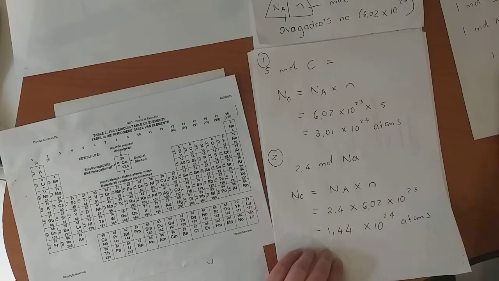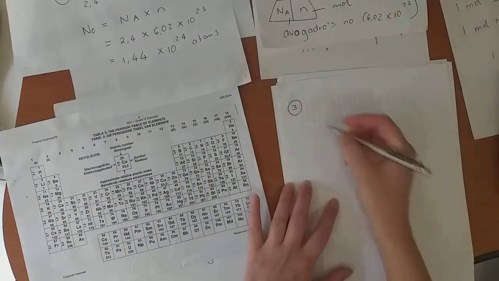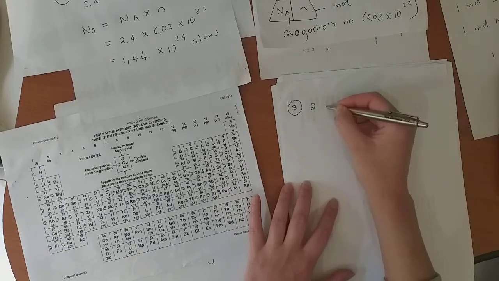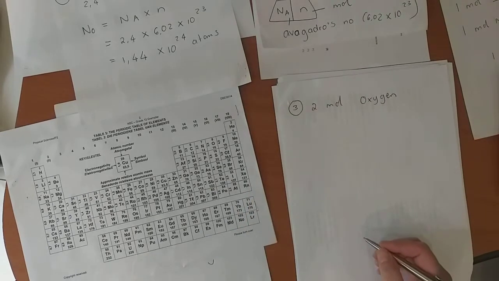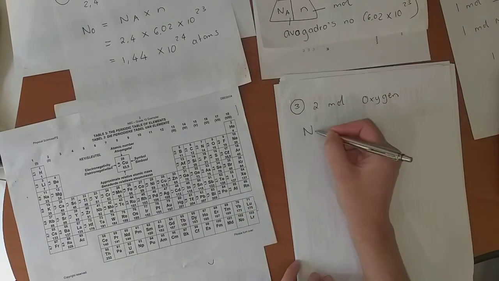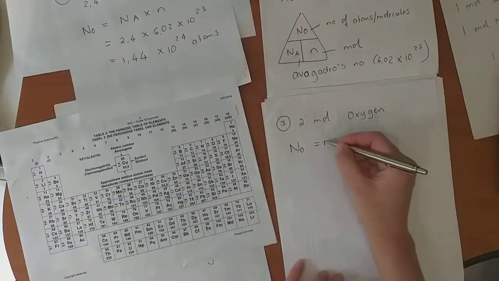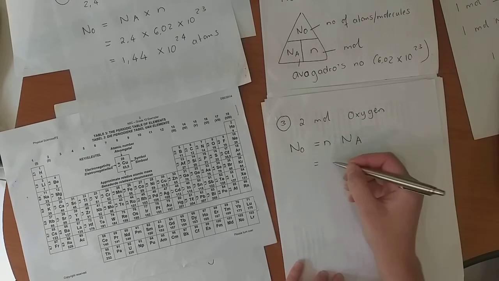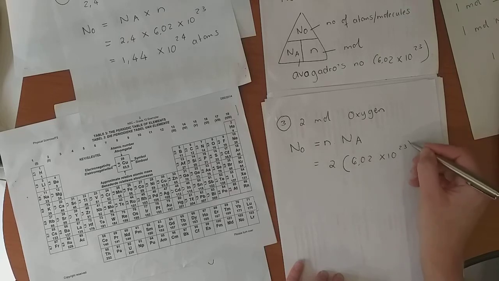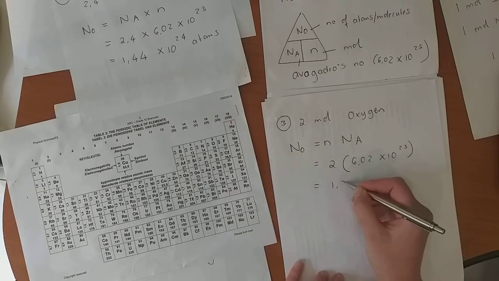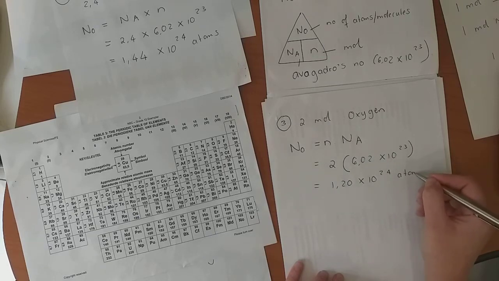Let's do one slightly trickier. Let's do one that's diatomic. So if I say to you you've got 2 mole of oxygen, and I ask you how many atoms that is. So we'll go N0 again. We're keeping this triangle the whole time in front of us. N0 is equal to n times NA. So 2 mole times 6.02 times 10 to the 23, which gives us 1.20 times 10 to the 24 atoms.